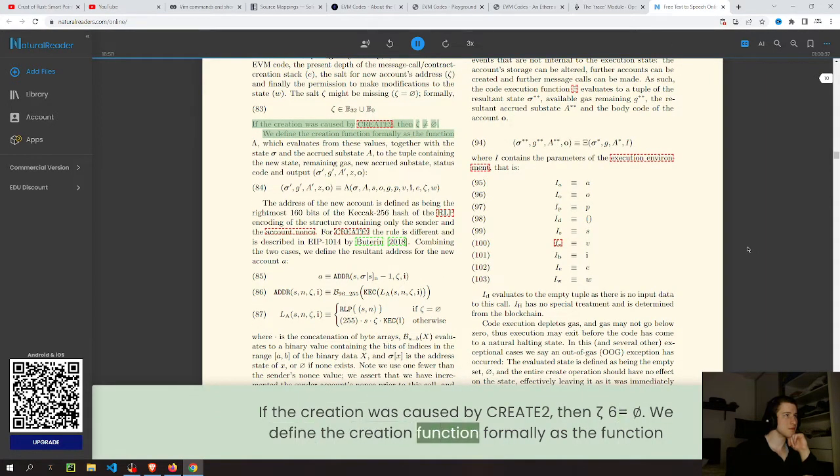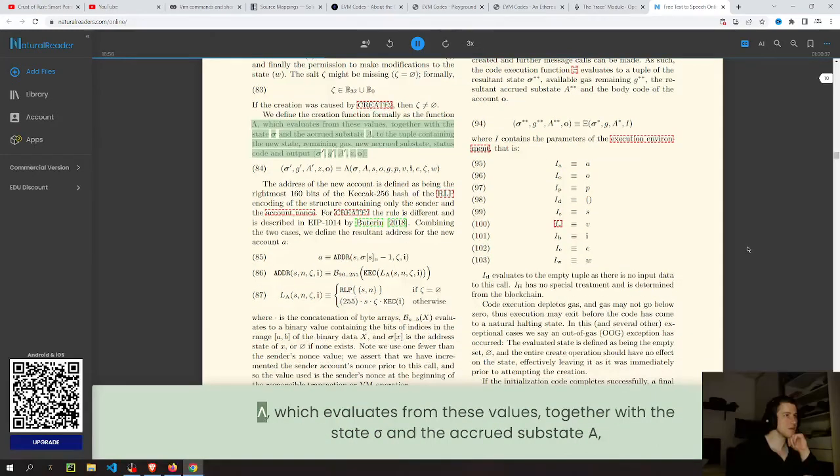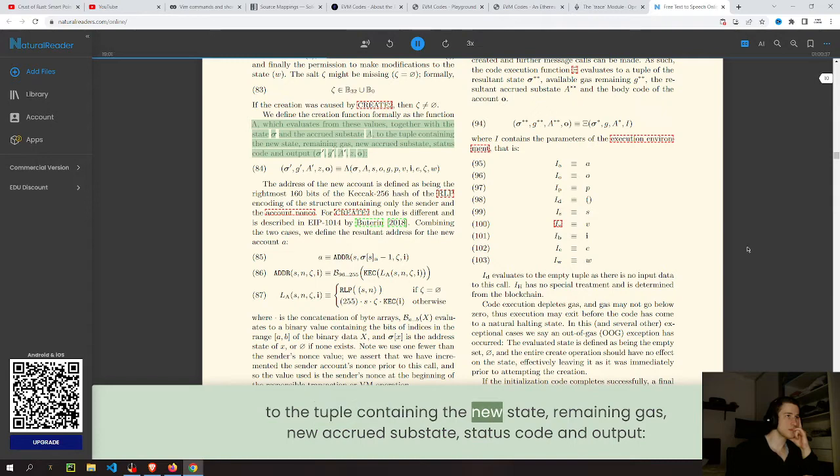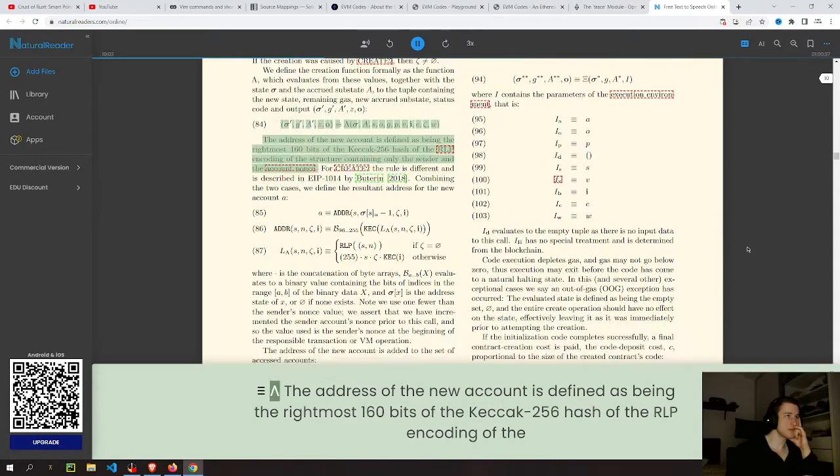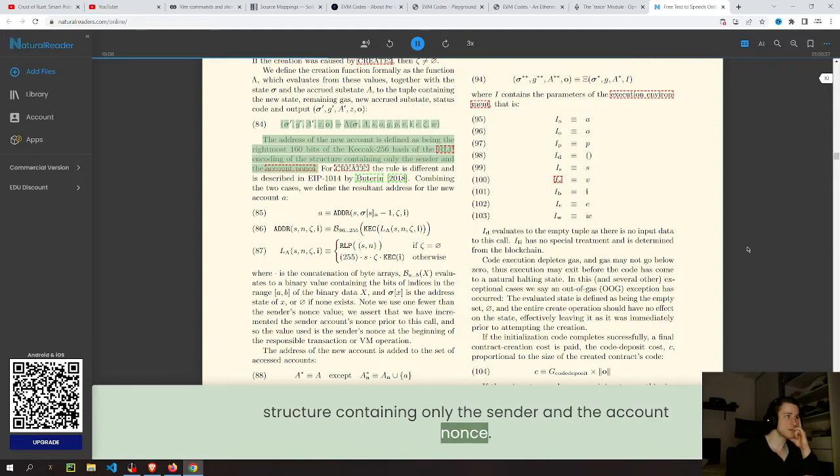We define the creation function formally as the function lambda, which evaluates from these values, together with the state sigma and the accrued substate A, to the tuple containing the new state, remaining gas, new accrued substate, status code, and output. Lambda, the address of the new account, is defined as being the rightmost 160 bits of the Keccak 256 hash of the RLP encoding of the structure containing only the sender and the account nonce.